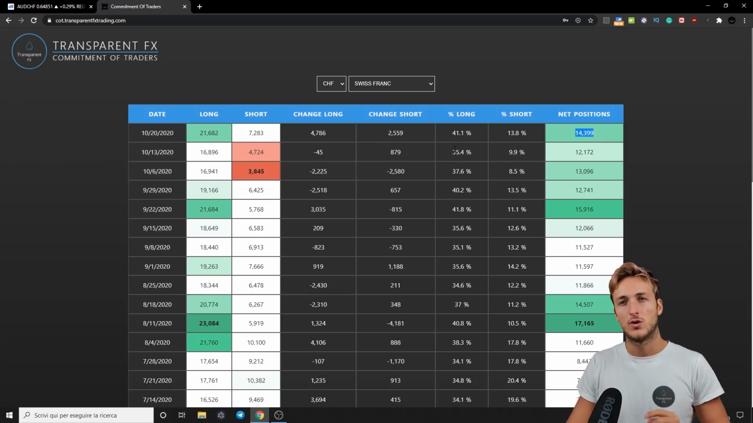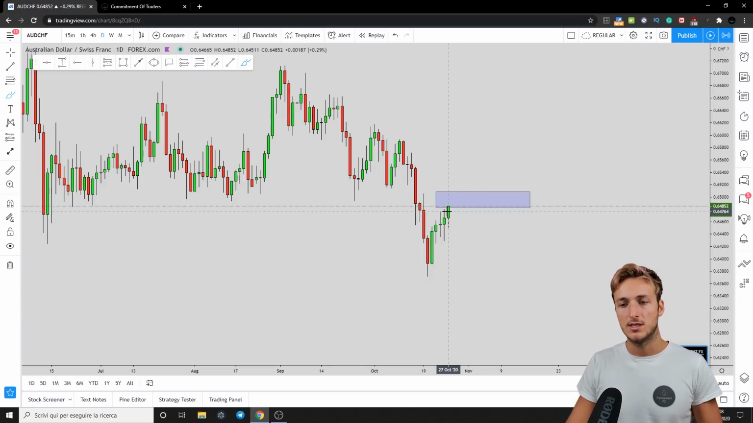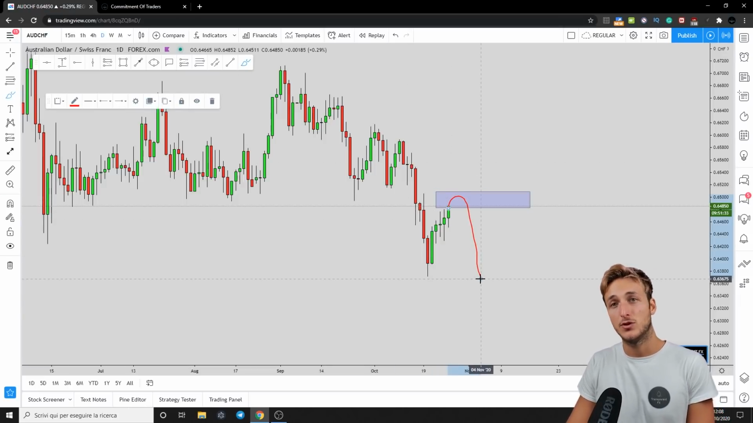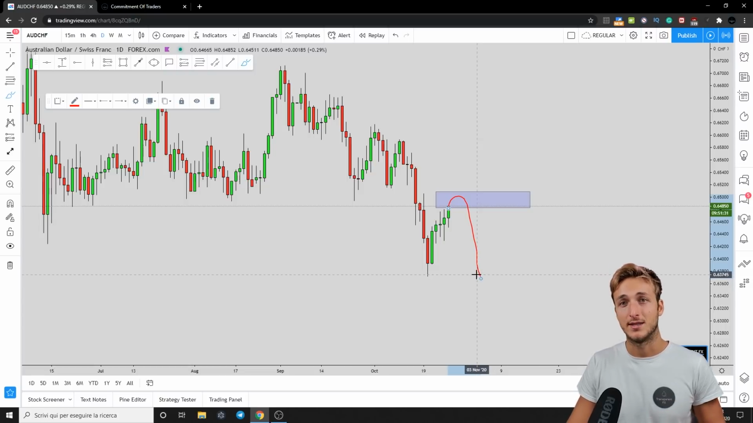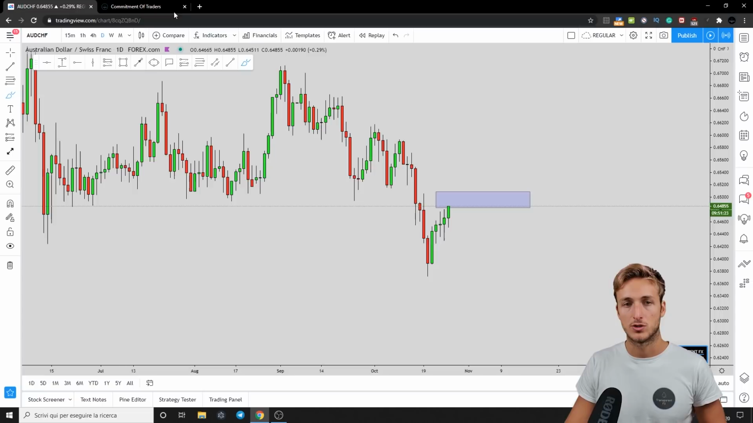However, we don't really see the massive longie that we would like to see on the CHF, which could easily create this move to the downside, even though hedge funds are still not adding the shorts on the AUD. So we do need the shorts on the AUD if we are to create this move to the downside. And at the moment, we don't have those shorts.